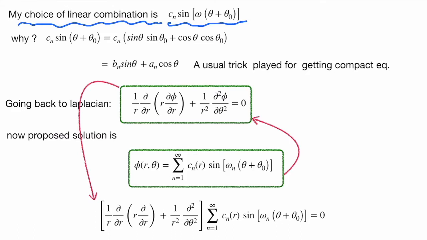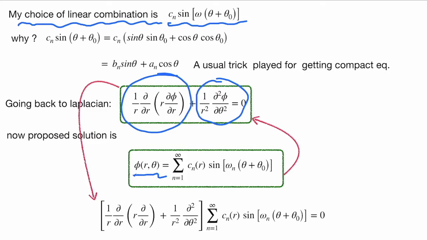Going back to our Laplacian, now we have to propose a solution. The proposed solution phi of r theta is equal to the sum, n going from 1 to infinity, of c of n. The c of n will now be a function of r, because though we know the eigenfunction for theta, we are somewhat unfamiliar with this function, so we assume it and solve it later. So c n of r we need to solve. The solution is sine of omega n theta plus theta naught.